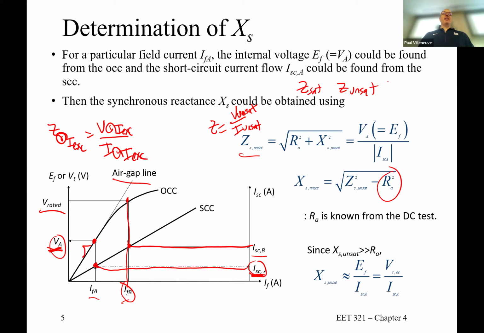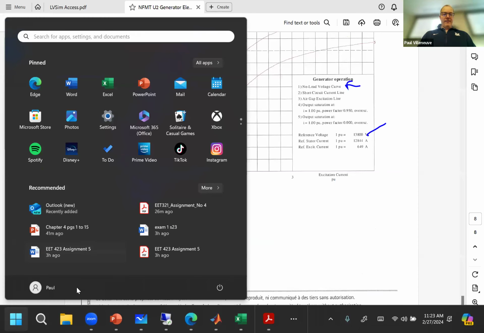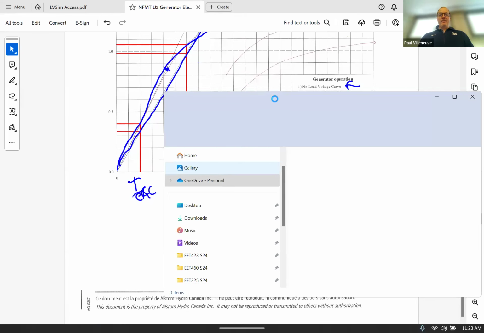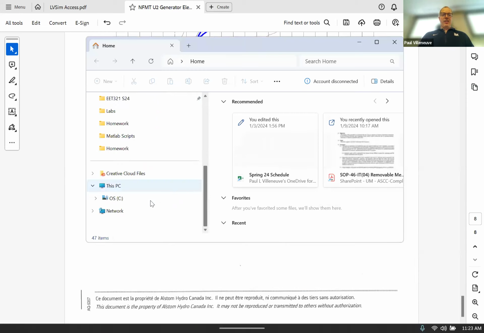Now, everybody thinks I'm BSing them, right? Well, let's see. Let's look at some real data. So remember our friends in Millinocket that have that generator that I keep bringing up a fair amount?